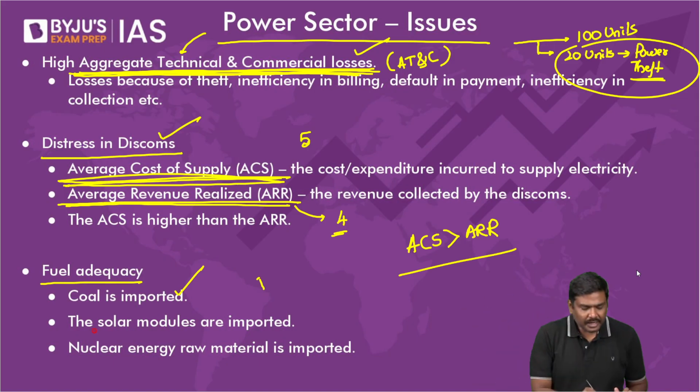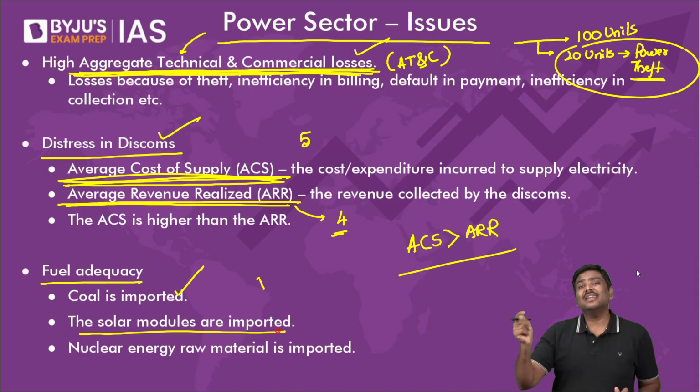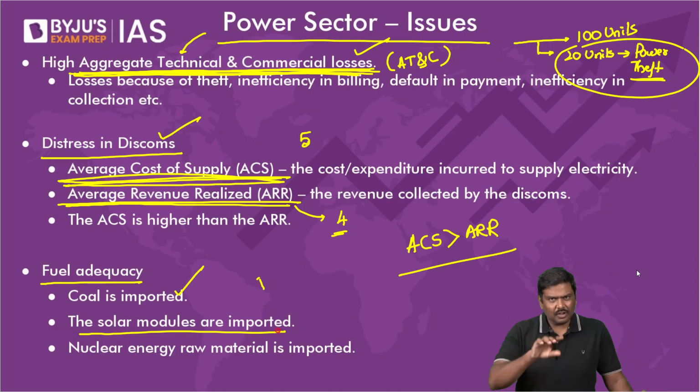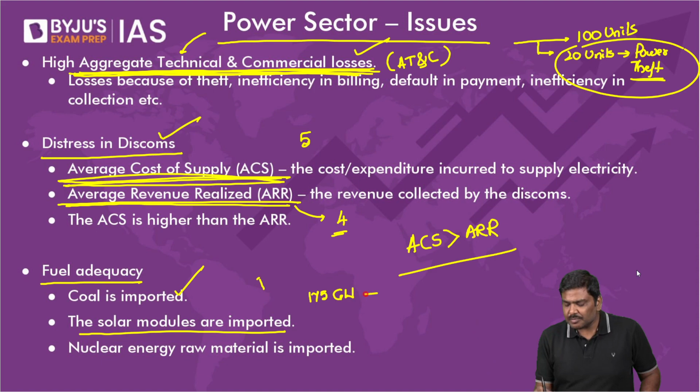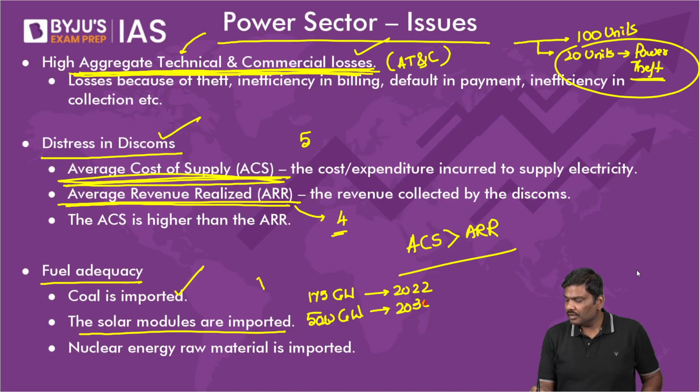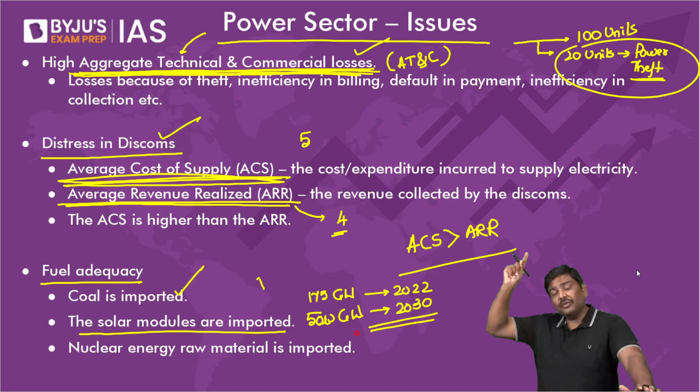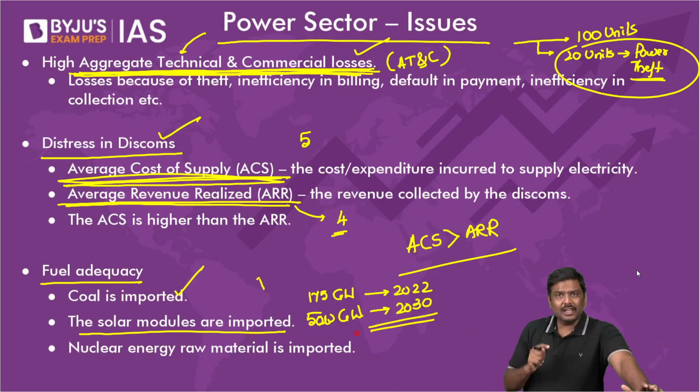Second, we are promoting solar energy in India. I'm pretty sure all of you have heard of this. We are promoting renewable energy: 175 gigawatts by 2022. Now this has been more than doubled, 500 gigawatts by 2030. So basically, we want to promote solar energy, wind energy.